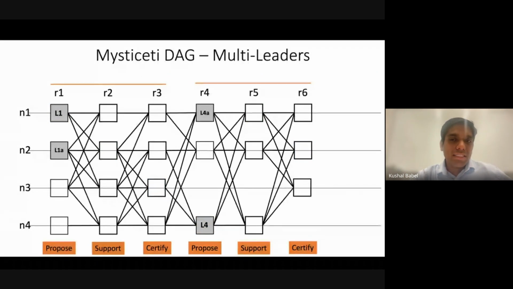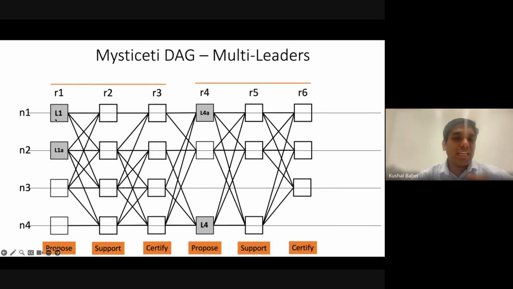The next one is, can we go further and actually have multiple leaders in each proposal round? So here you will see that in the proposal rounds, round 1 and round 4, we now not only have one leader, but we actually have multiple leaders. In this case, in round 1, node 1 is the primary leader, and node 2 is the secondary leader. What that means is, if you can commit leader 1, that's good.